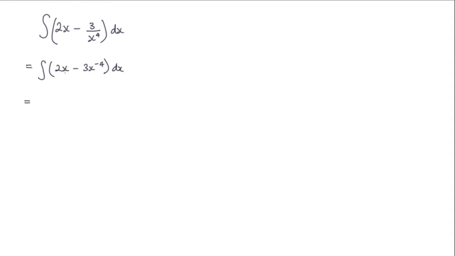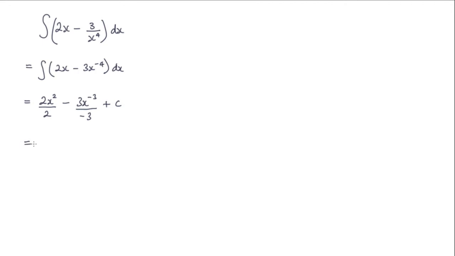When we integrate 2x, we get 2x, increase the power by 1, so now we've got a 2, and divide by the new power. We've got this negative here, 3x, increase the power by 1, so we would have negative 3, and we divide by the new power, so negative 3. And we have the constant of integration.